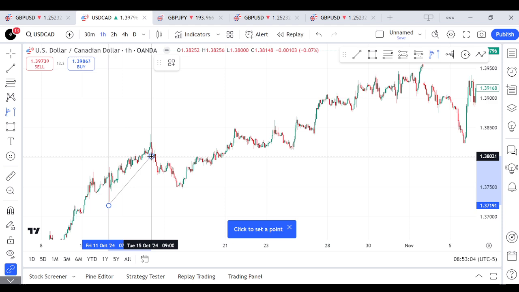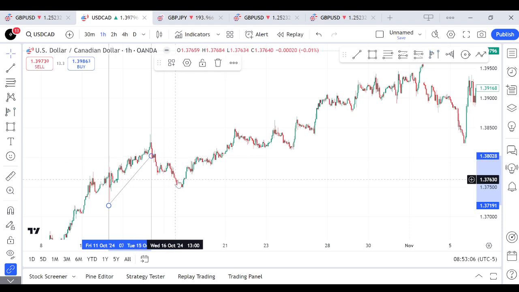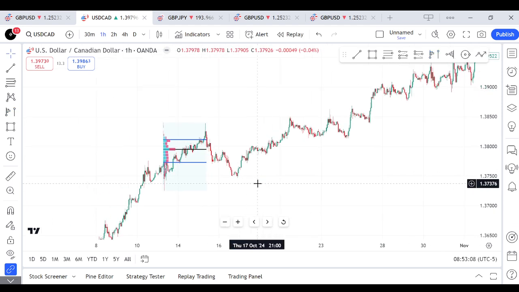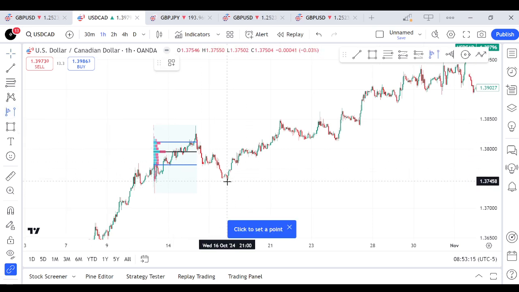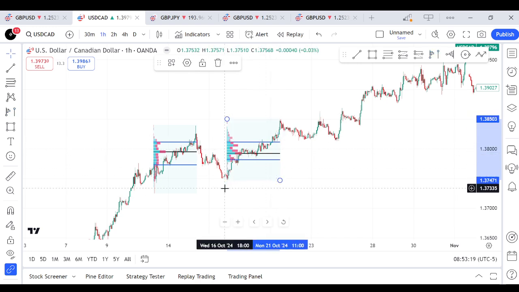Like I said, the volume profile is a technical tool that shows you the amount of trading activity at different price levels over a specific time period. Let me just add one more. Over this time period, from Wednesday 16th October to Monday 21st October, this is the summary of trading activity at different price levels within that period. And same thing for this one here.